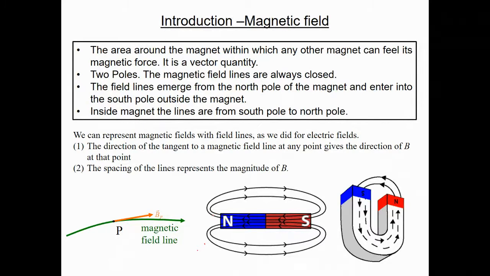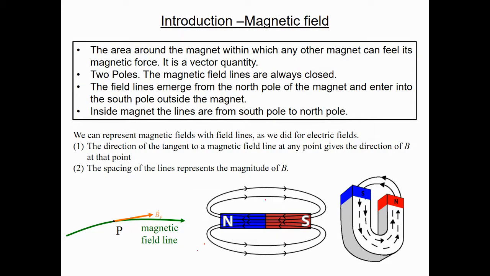We already studied this topic in chapter number 21. Like charges repel each other, unlike charges attract each other. So likewise here, like poles always repel, unlike poles always attract. And we have two poles here, like positive and negative charge. So if you have two poles, for sure it has some magnetic field lines. And these magnetic field lines are closed.